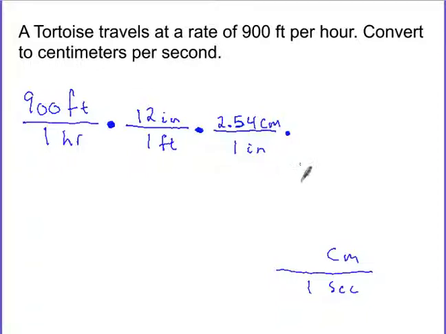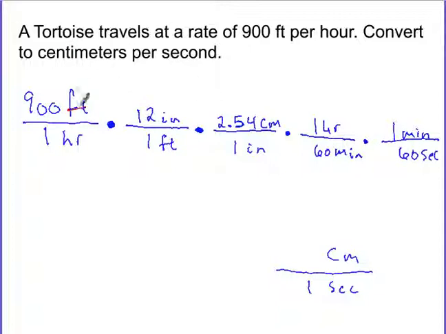Now I need to change hours to seconds. 1 hour on top, 60 minutes on the bottom. And then 1 minute on top, 60 seconds on bottom. Okay, we're getting good with the time conversions. I like it. Now we can make our cancellations.